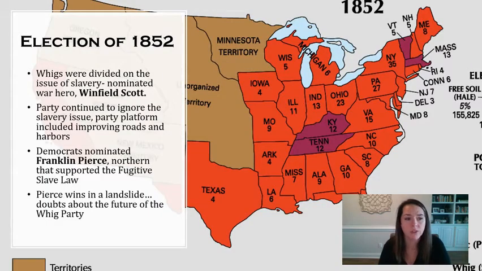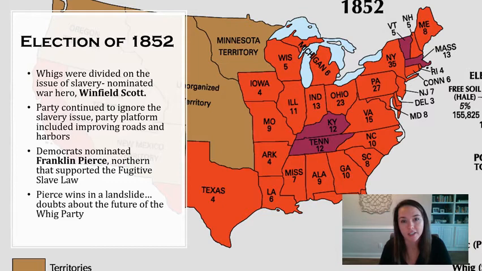So in 1852, Whigs are still divided, not really trying to take much of a stance. They're still going after the war hero thing. So they pick Winfield Scott, who was a war hero from the Mexican-American War. And it's going to hurt their party. Democrats are going to nominate Franklin Pierce.